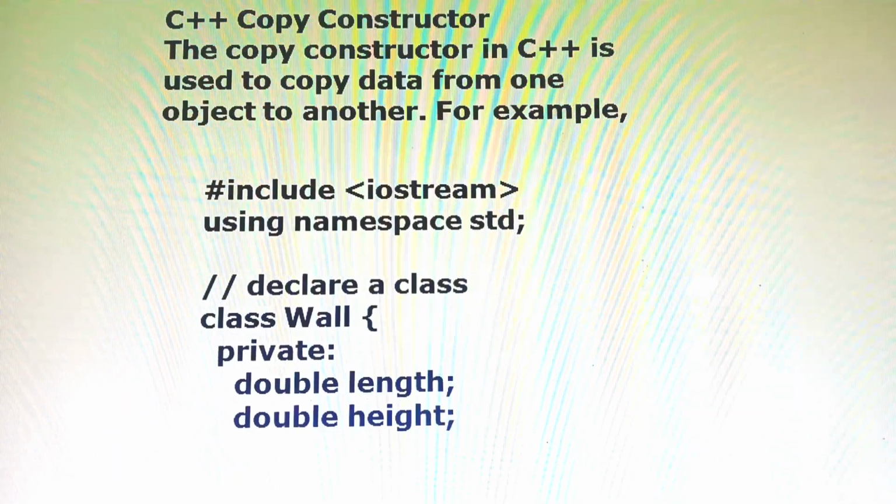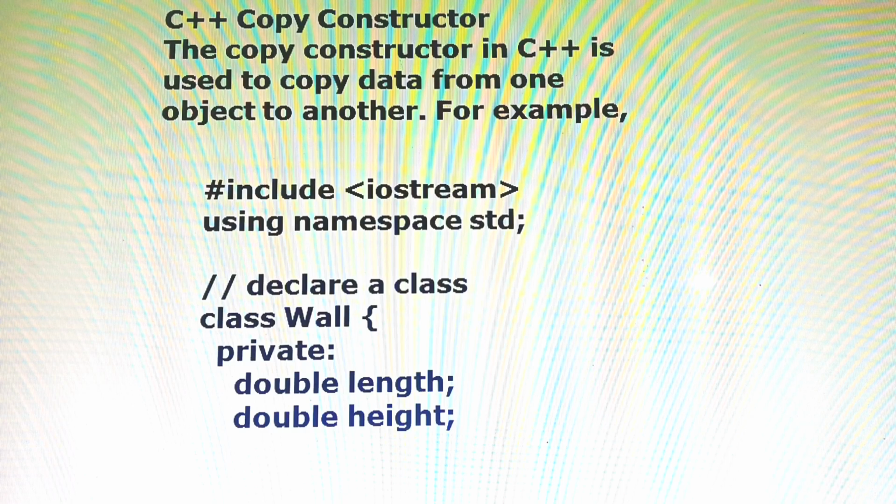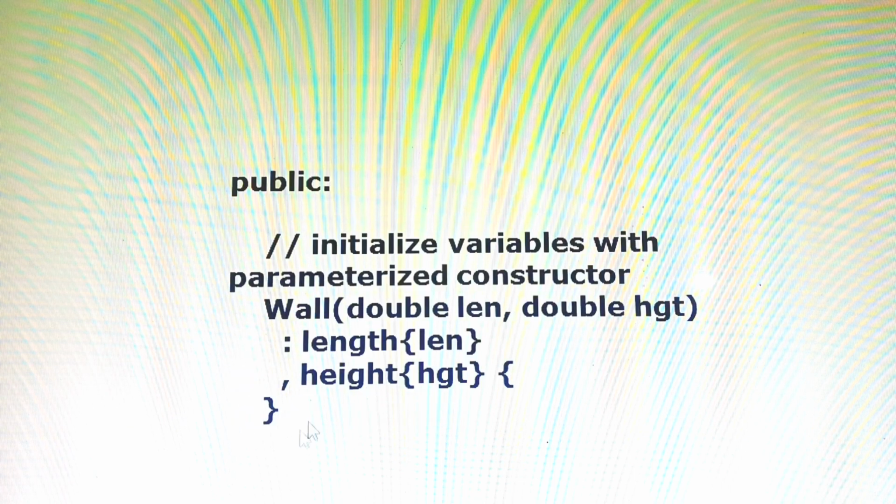The third type of constructor is the copy constructor. The copy constructor in C++ is used to copy data from one object to another. Let us see how to implement that copy constructor in the program. Defining the class: declare and define the class name wall, then declare length and height, mark the specifier as private. Okay, then continue to the next part.